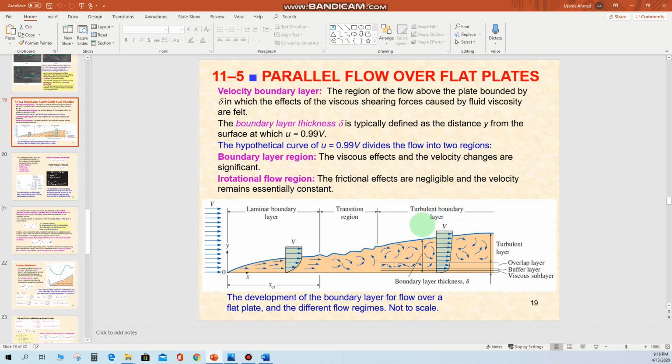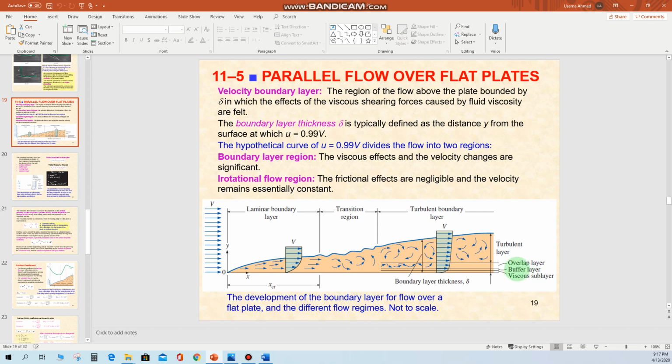Now in the turbulent boundary layer, there are 3 to 4 sub layers here. The layer that is very close to the surface of this flat plate is called the viscous sublayer. In this layer you can have the maximum value for the viscosity and maximum friction, and there will be a very low value for the velocity. Then the next layer is called the buffer layer. In this buffer layer, the viscosity is slightly less than the viscous sublayer, and the velocity will be slightly higher than the viscous sublayer.